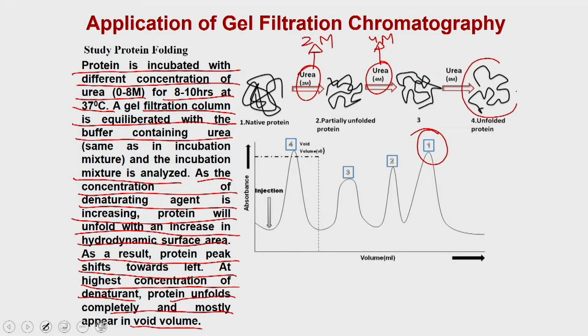That is what we said. This is an extended conformation, just like a fibrous protein. So, this particular protein is going to come out in the void volume, whereas these two are the intermediate stages which correspond to the partially folded proteins, and this is the native protein.